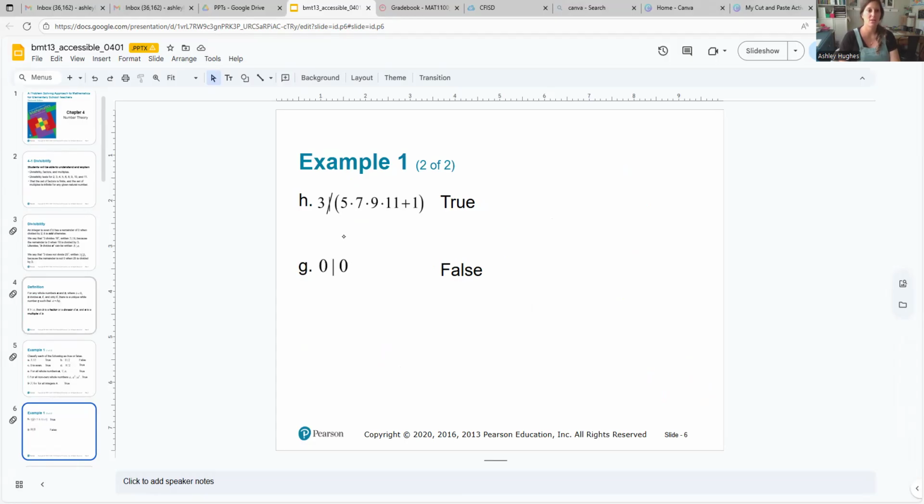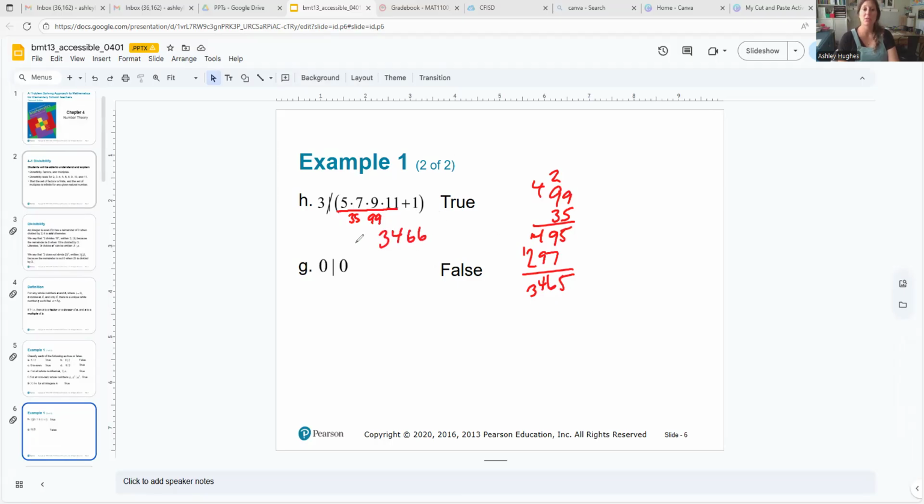3 doesn't divide all these things here. Let's see. 5 times 7, that's 35, times 99. So as far as our order of operations, you need to multiply all these first before you add one. What's 99 times 35?